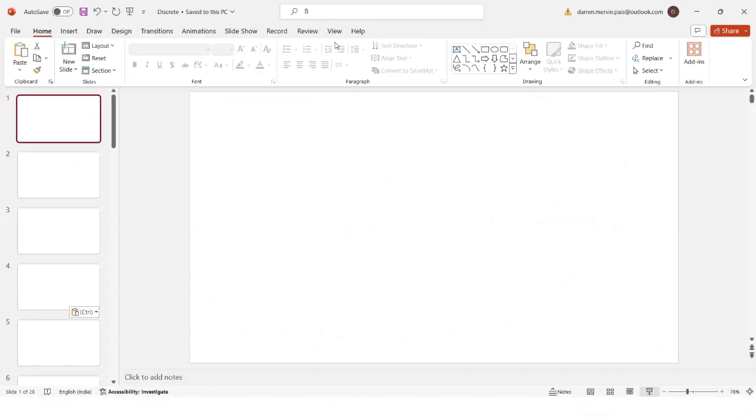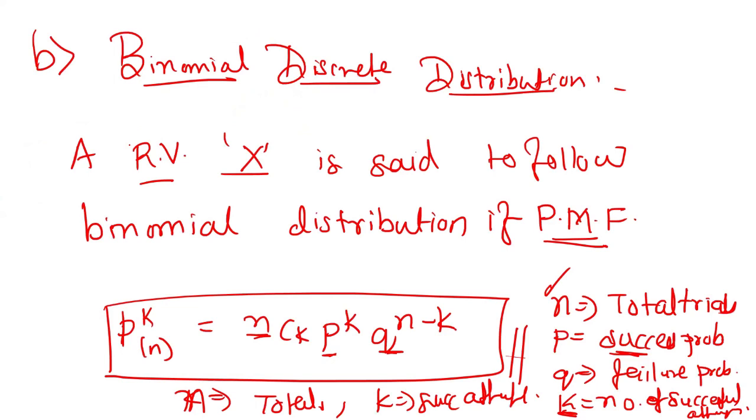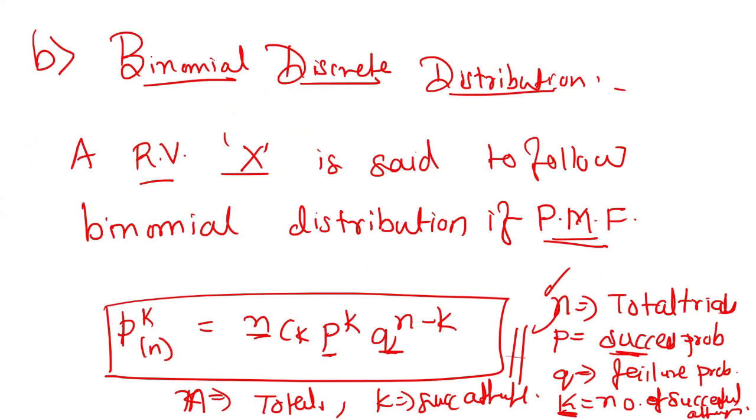The expectation value is given as, first of all, I'm sorry. Basically, if x follows binomial with n comma p, where n is the total number of trials and p is the success probability, then expectation of x is given as np and variance of x is given as npq. So this is something that needs to be understood.